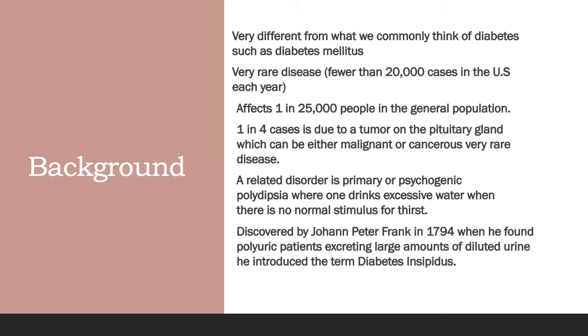And then the first person to come up with a term for diabetes insipidus is, I believe, German physician Johann Peter Frank in 1794, when he found that polyuric patients were producing large amounts of diluted urine and introduced the term diabetes insipidus.